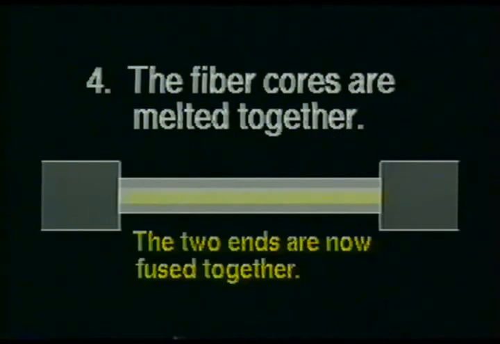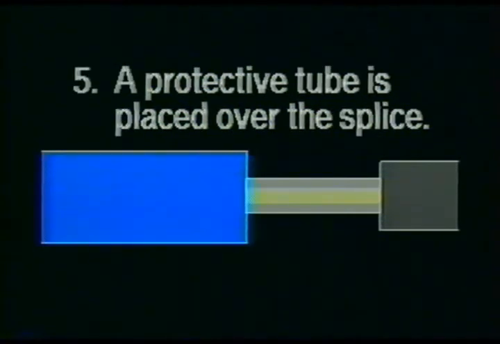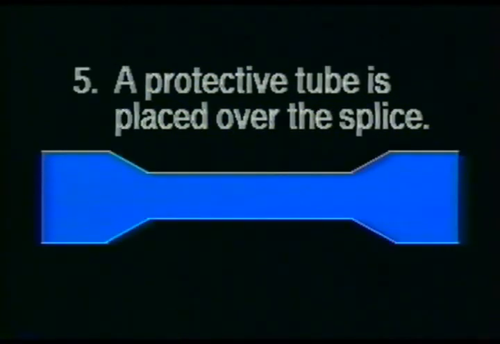Once the fiber cores are set, the fusion process takes place. Basically, a thermal arc is used to melt the ends together. As you can see, the two ends have become one solid piece. Finally, a form of heat shrink tube is placed over the splice. This protects the splice and gives the cable some added strength.